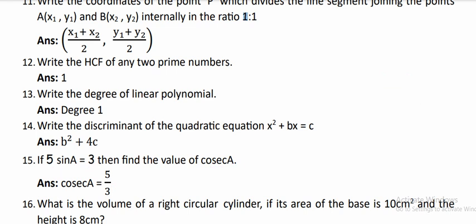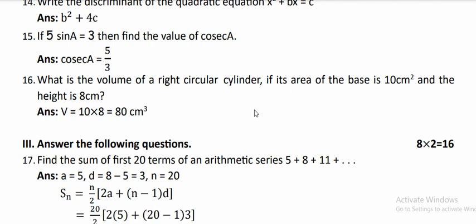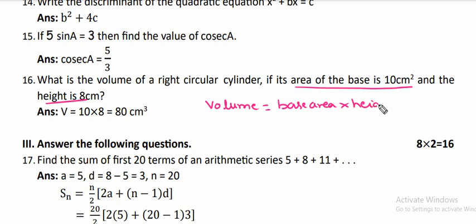Then we move on to the next question. What is the volume of the right circular cylinder if the area of the base is 10 centimeter square and the height is 8 centimeter? There is a formula for volume. Volume of any solid is equal to base area into height. You apply this formula for any solid.